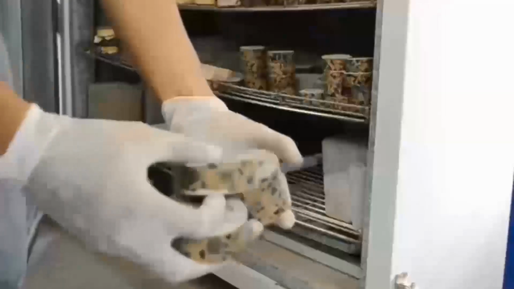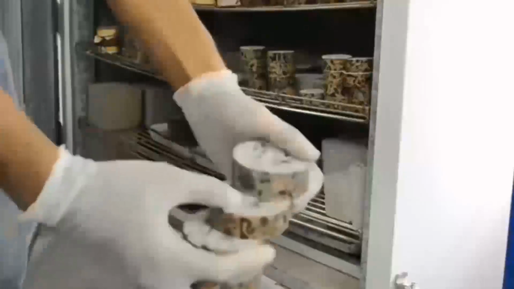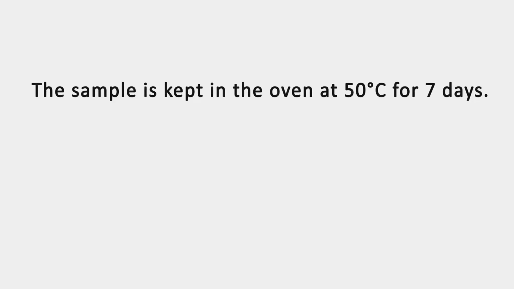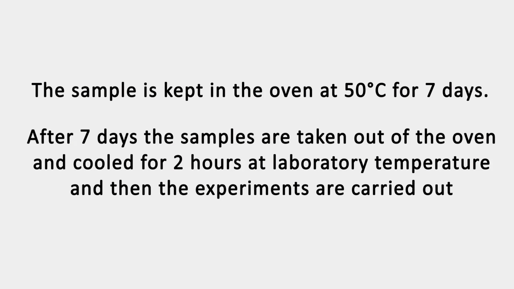The specimens are kept in the oven at 50 degrees Celsius for 7 days. After 7 days, the specimens are taken out of the oven and cooled for 2 hours at laboratory temperature. Now the concrete disc specimens are ready for testing.